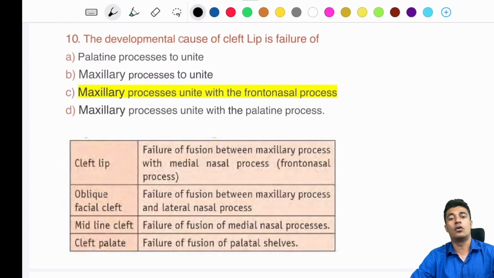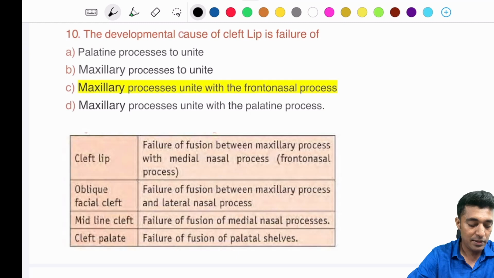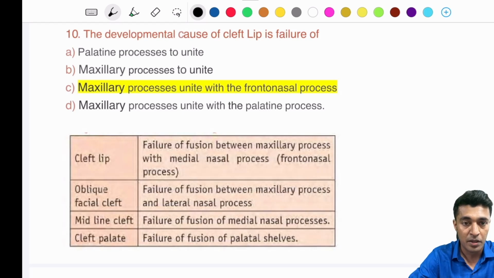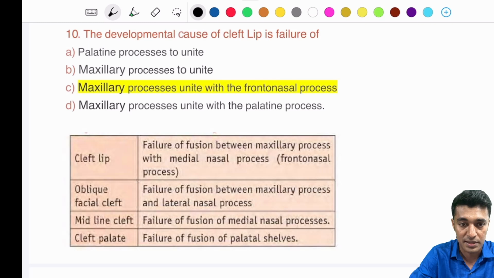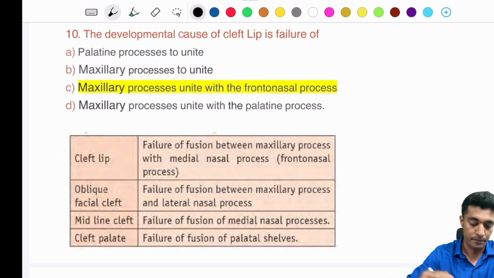The developmental cause of cleft lip is the failure of what? If you look at this table, it is clear that failure of fusion between the maxillary process and the medial nasal process results in cleft lip. Oblique facial cleft results when failure of fusion between the maxillary process and lateral nasal process occurs, and midline cleft occurs because of failure of fusion of the medial nasal processes, and cleft palate occurs because of failure of fusion of the palatal shelves.